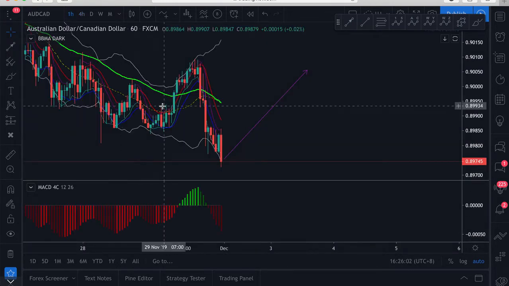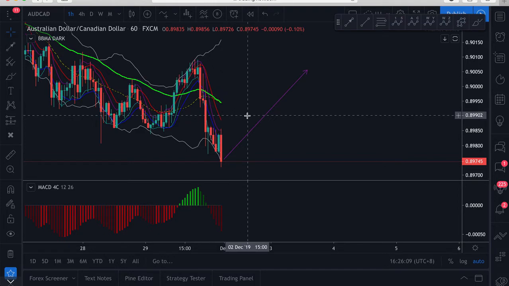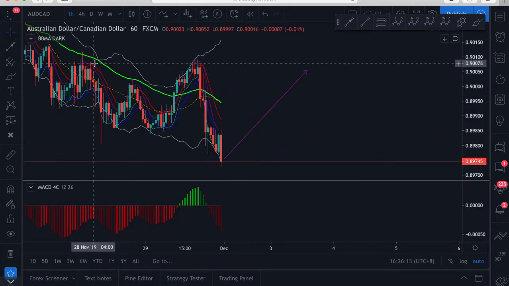If we look at H1, there is no sign of buy yet as well. So just for this one, we're just gonna set the alert and wait for it. So okay, that's our first pair. The next pair is AUD CHF.